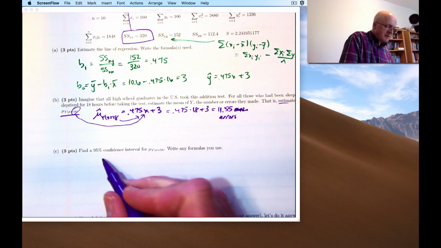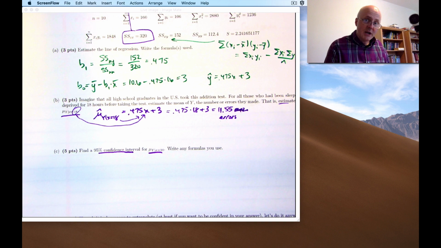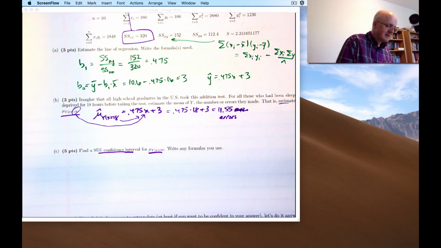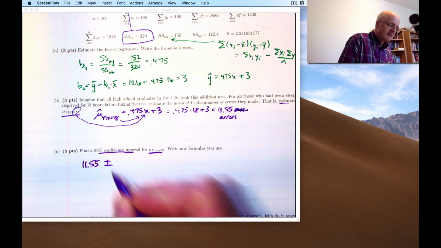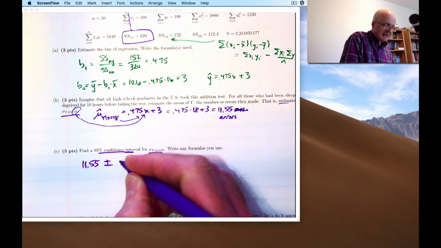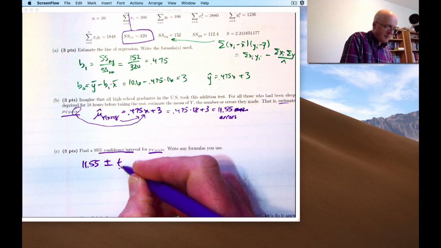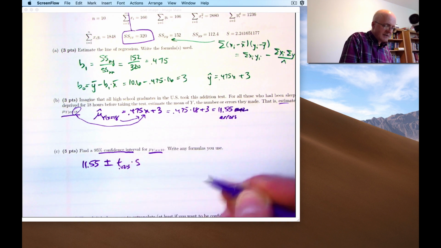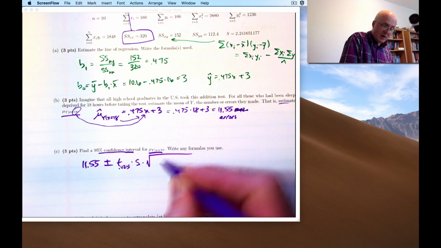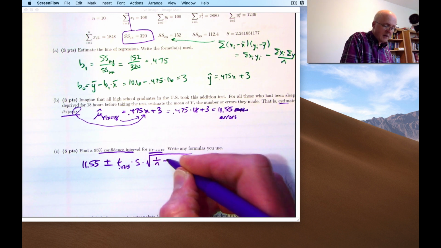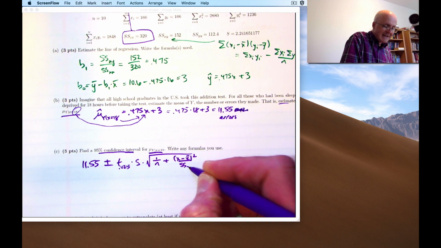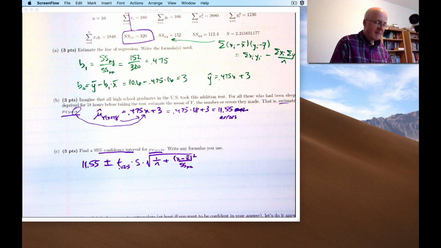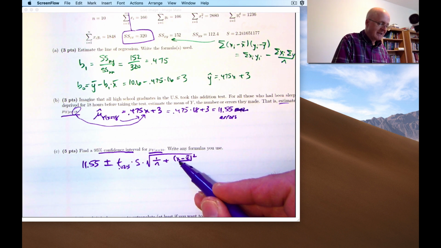Part C, find a 95% confidence interval for the mean, not a prediction interval. So here we're using the formula that does not involve the 1 plus inside the square root. We would take this 11.55 errors that we just got, plus or minus, once again, a t. This time it's a t.025 times the regression standard error, s, times the square root of 1 over n plus x minus x bar squared over SSXX, where in the previous problem I called this thing x star, but I did not do that here.